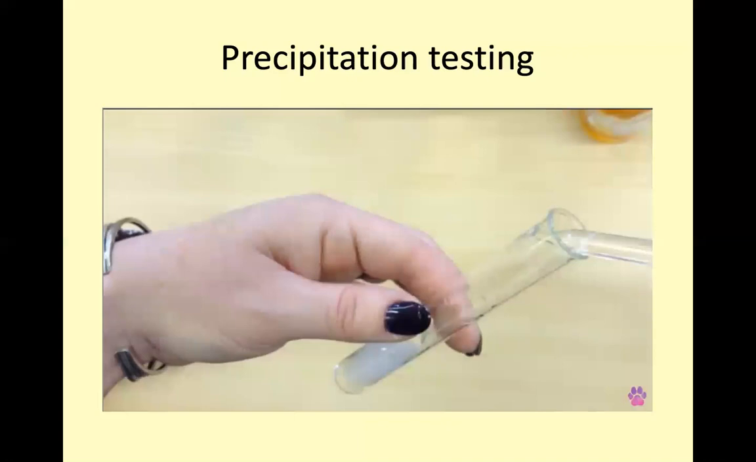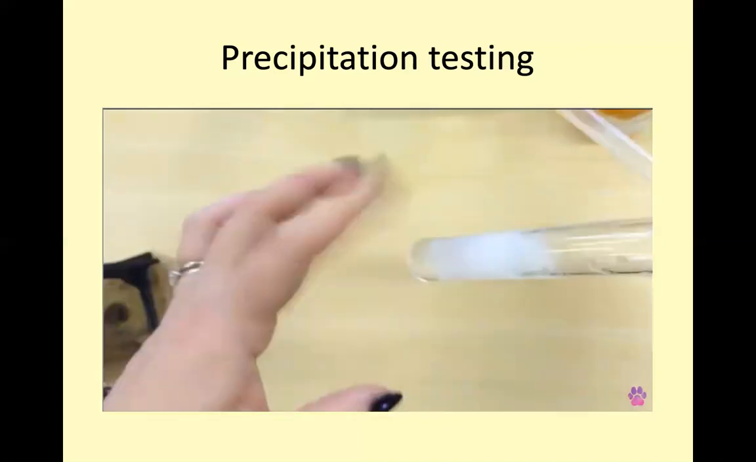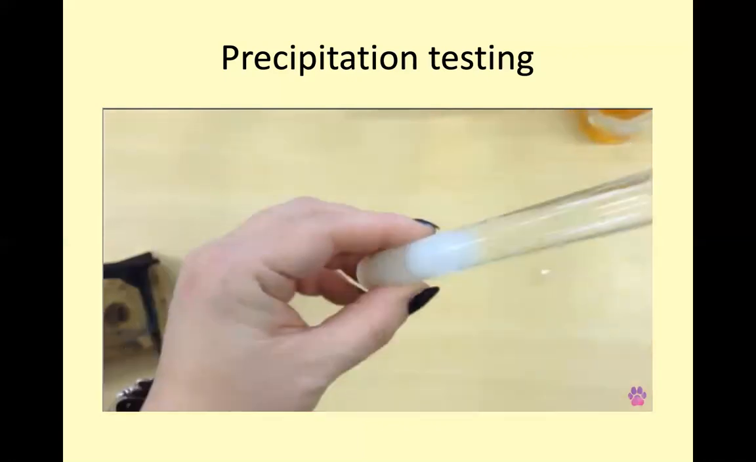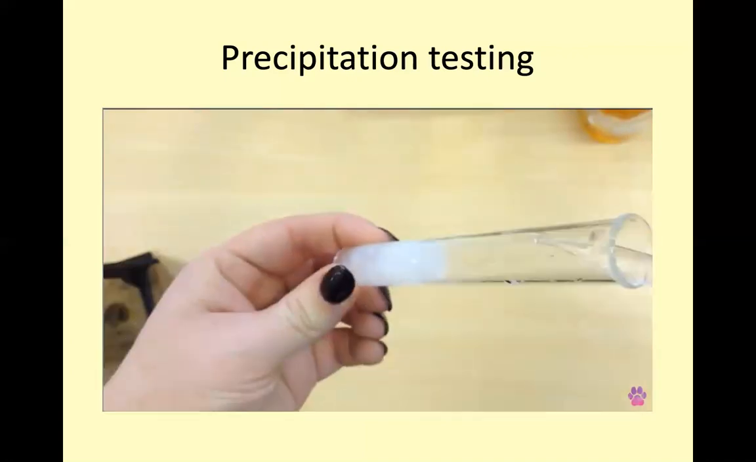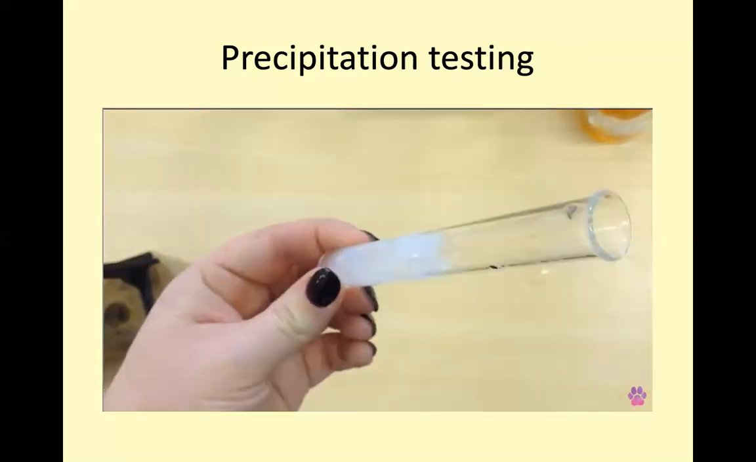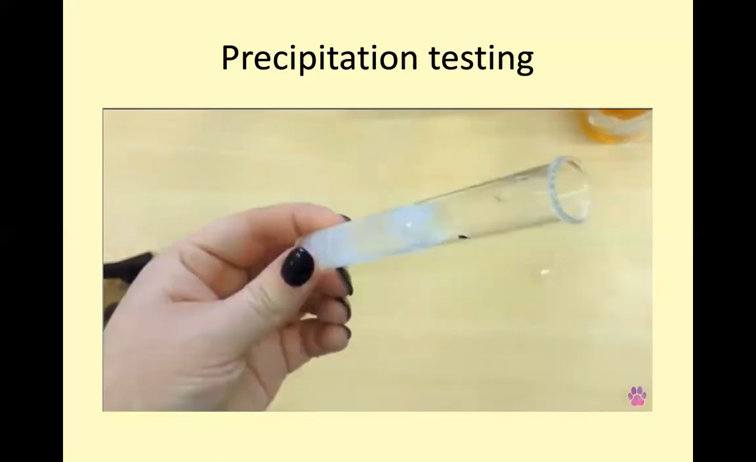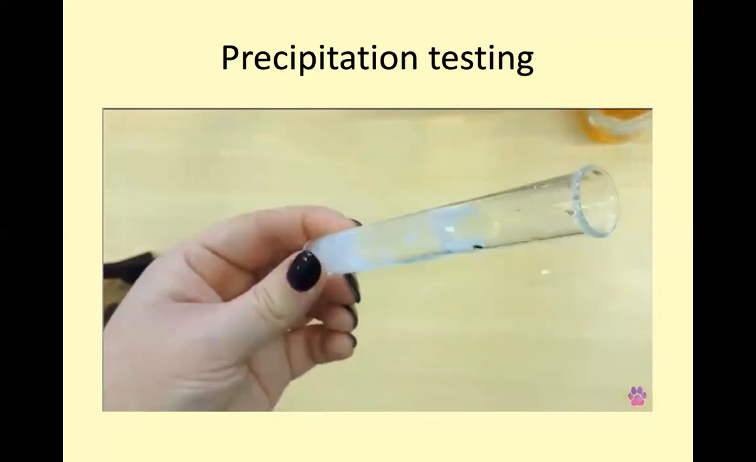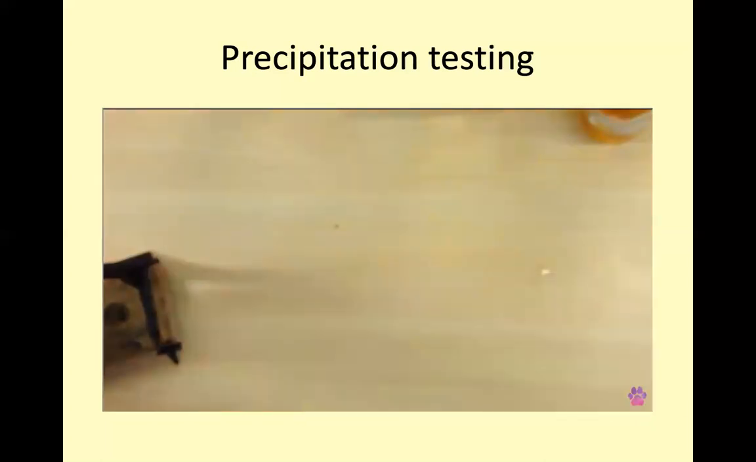And then if I keep adding the sulfuric acid, you can see, especially down the bottom here, it's starting to go clear again. So aluminium, it goes white at first, and then when you add excess sodium hydroxide, you can see that the white is starting to disappear and it is going clear again. Then we have magnesium.